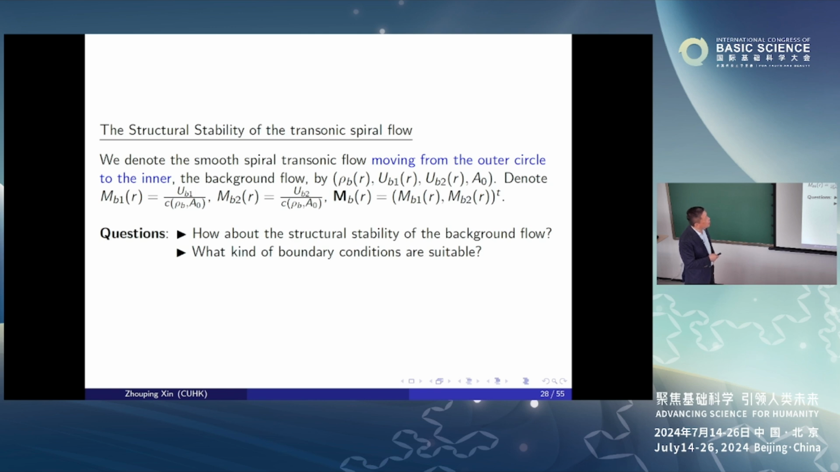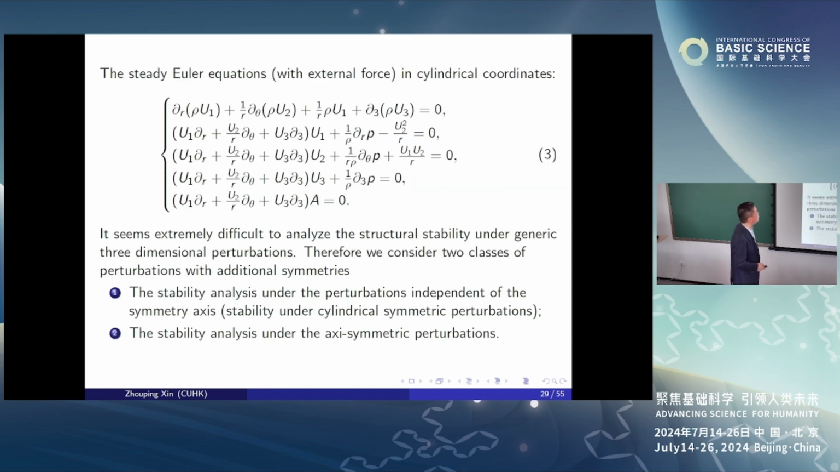We denote the background flow by B. The question is, what about the structural stability of the transonic flow? At the beginning, we only studied two special kinds of perturbations. The main thing is, what are the boundary conditions? What Professor Yau just asked about, which is not artificial but physically makes sense, okay? So we only study perturbations of this sense.